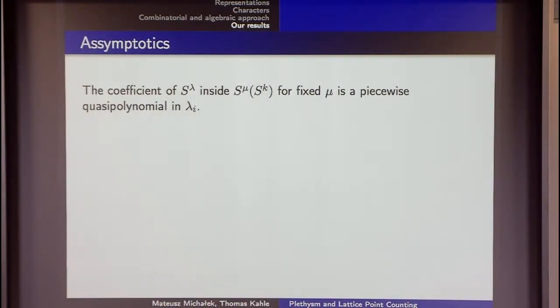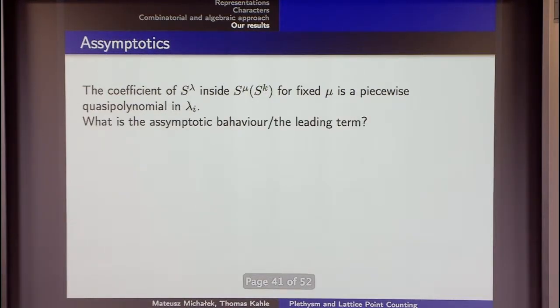but this is only half of what we did. I told you that there is a second point. You can try to understand things not explicitly, but for example, the asymptotics. So I already told you that this thing is a piecewise quasi-polynomial for fixed mu in K and lambdas. So for me, there is a very natural question. What's the leading term of this quasi-polynomial? Can we understand it? And when you are doing combinatorics, you immediately see that there is a candidate for the leading term. And you are sure that this is your leading term.